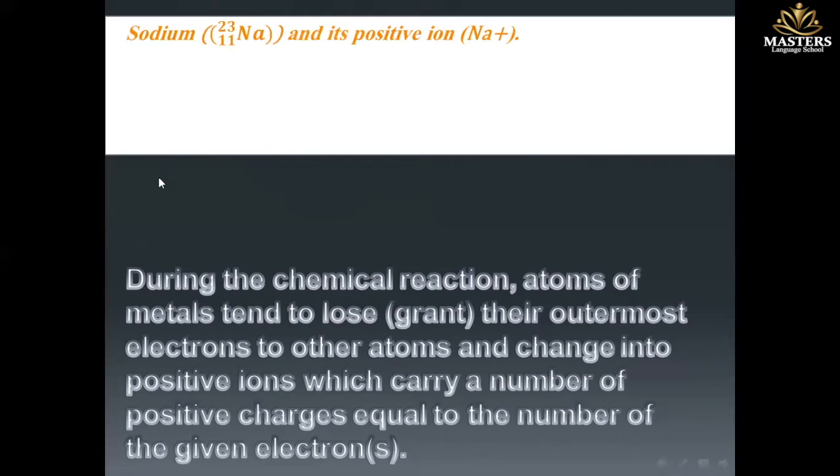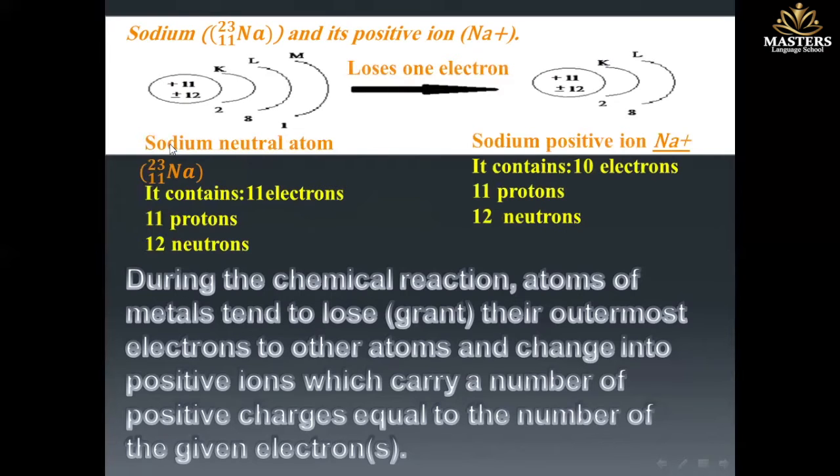sodium, it's the best example of metal, and its positive ion. When you study the electronic configuration of sodium, you have to know that sodium contains in the outermost energy level just one electron. So, sodium neutral atom contains 11 electrons, 11 protons, and 12 neutrons. When it participates in a chemical reaction, it tends to lose one electron to make the outermost energy level saturated with electrons.